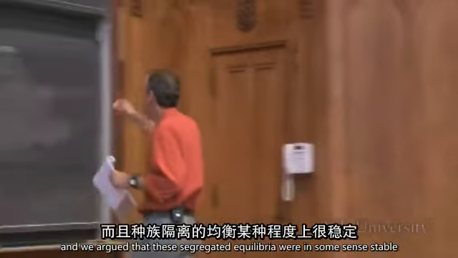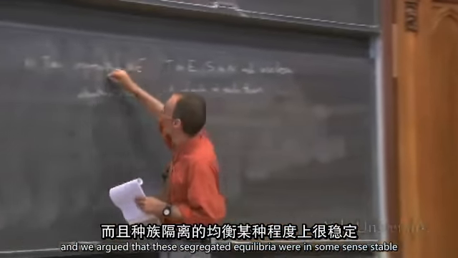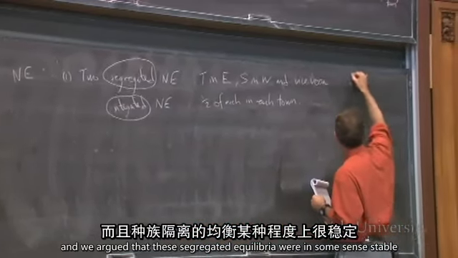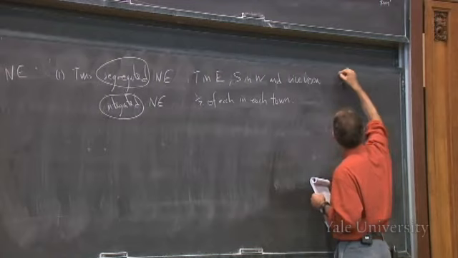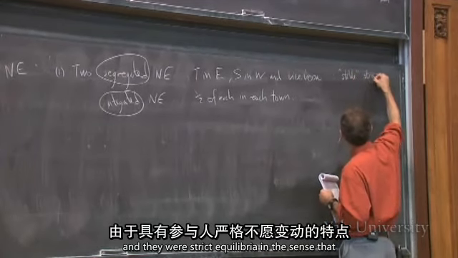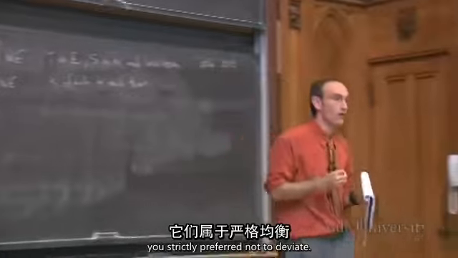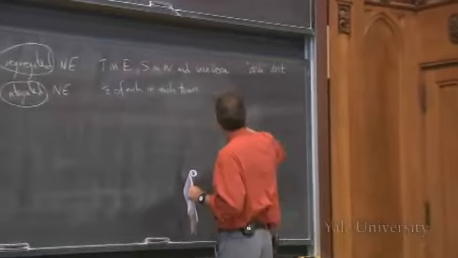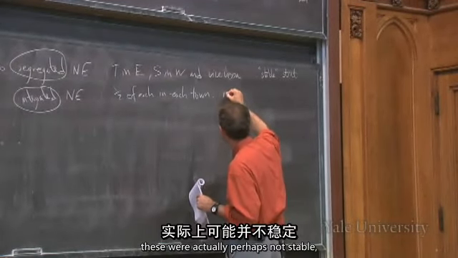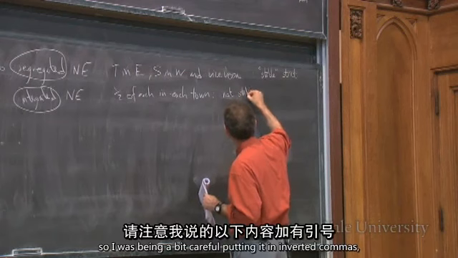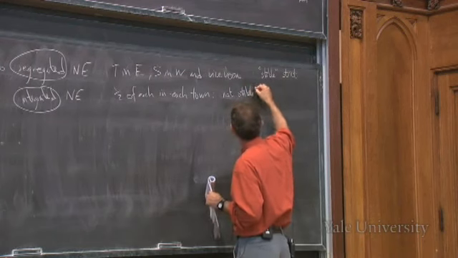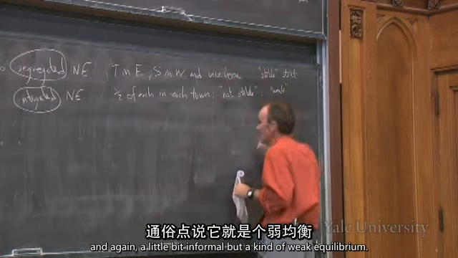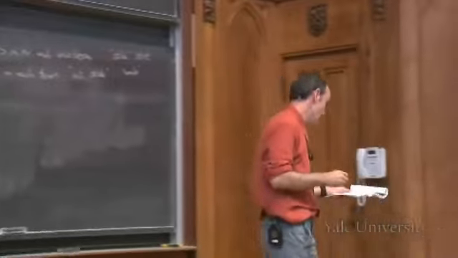And we argued that these segregated equilibria were in some sense stable, and they were strict equilibria in the sense that you strictly preferred not to deviate. Whereas these integrated equilibria were actually perhaps not stable, and again, I'm not being formal here, so I have to be careful, I'll put it in inverted commas. And again, a little bit informal, they're kind of weak equilibria.